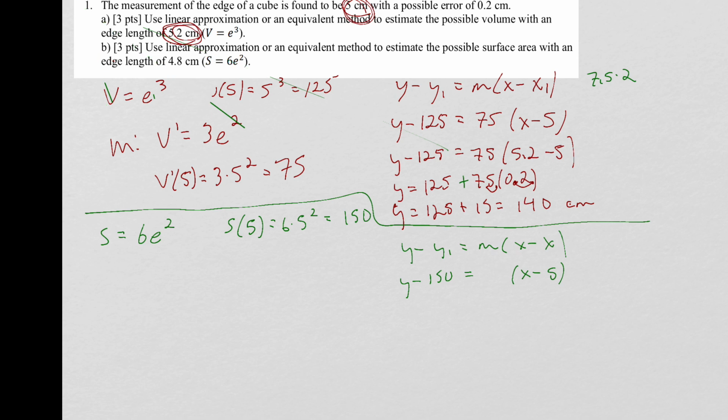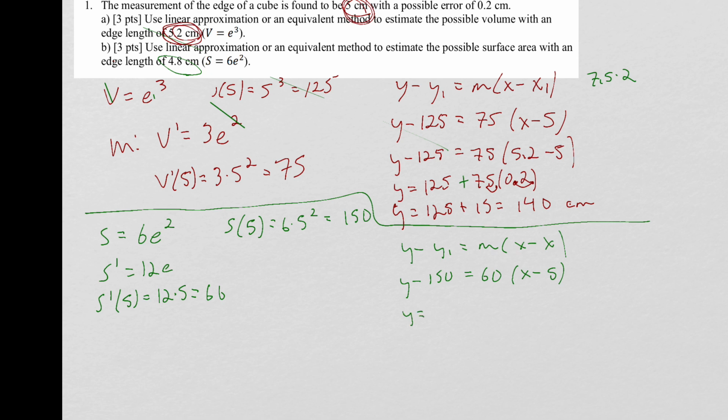And now I got to find the m. So to find m, I'm going to go s prime equals, I get 12e. That's just, again, power rule. And then I'm going to find s prime of 5. So I get 12 times 5, which is 60. So from there, I get an m of 60. And again, I need to plug in the value that they gave me. So they asked me to do it for this value right here. So I'm going to plug in 4.8.